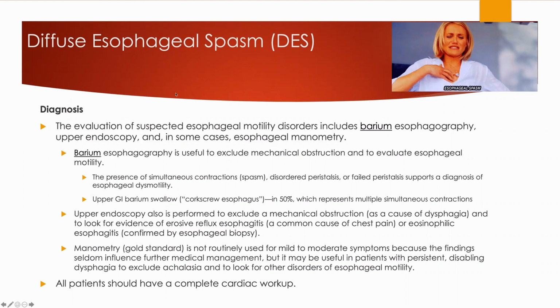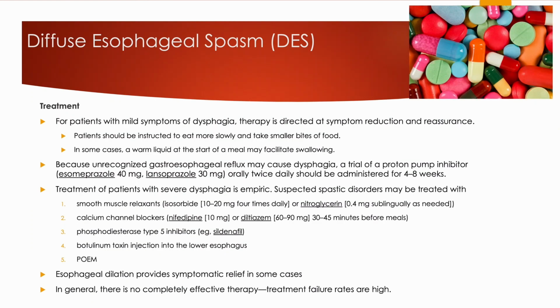Like I mentioned, all patients should have a complete cardiac workup. And for treatment, in contrast to achalasia, where medications didn't really do much, in DES medication is the mainstay of treatment. That's what we start with for these patients. Of course, just like achalasia, we're going to have patients eat more slowly and take smaller bites. Sometimes we can even encourage them to drink some liquid at the start of a meal to facilitate swallowing and calm down the esophagus before we get it going. We also tend to place these patients on PPIs to see if it helps with their symptoms.